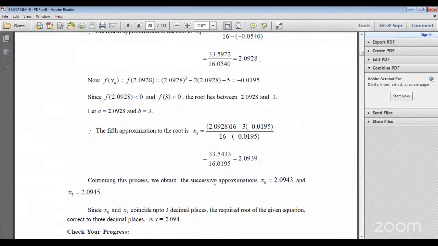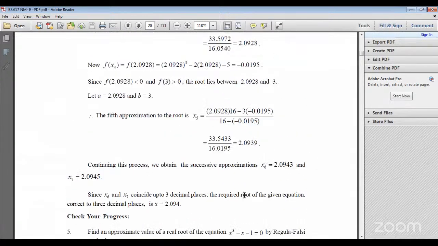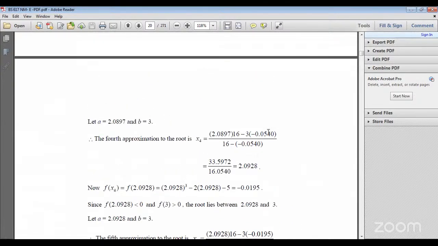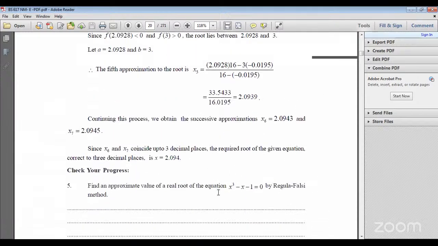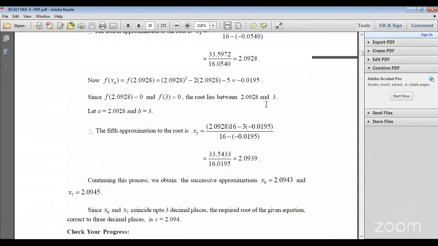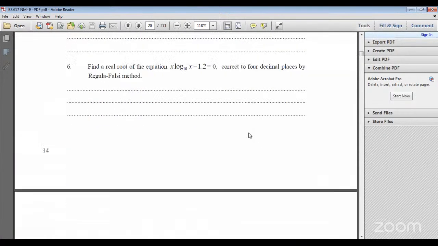Continuing this process, we obtain 2.093, 2.095. So x6, x7, 2.0943. Then we are taking the values up to x6, x7, x8, and 2.09 is the same here. Then we can take that x6 coincides up to 3 decimal points. The required root is 2.0943, we are taking here.